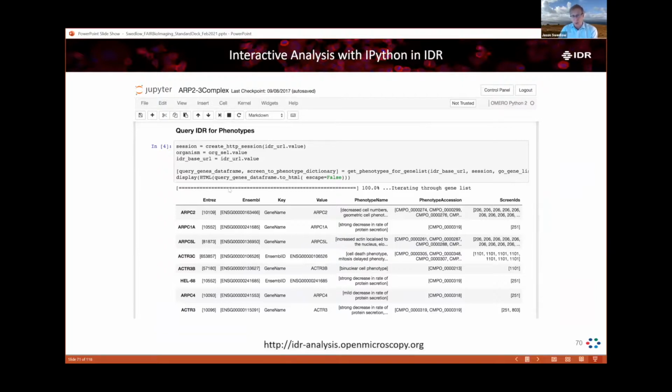This is a query where we're querying IDR for gene names on the left-hand side here and asking for phenotypes. So we're asking IDR, what phenotypes do you have associated with each of these genes? I showed you an earlier example of one phenotype in one gene. Some of you will recognize this is the ARP23 complex. We're asking what phenotypes are associated in the IDR with perturbing the ARP23 complex.